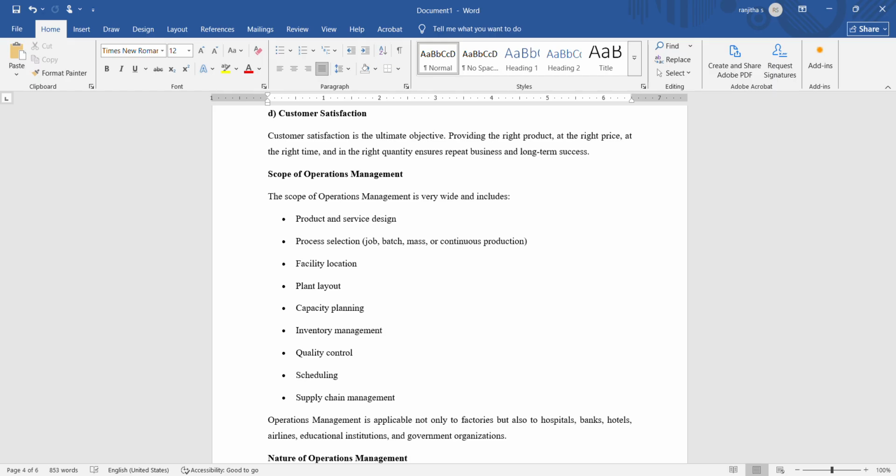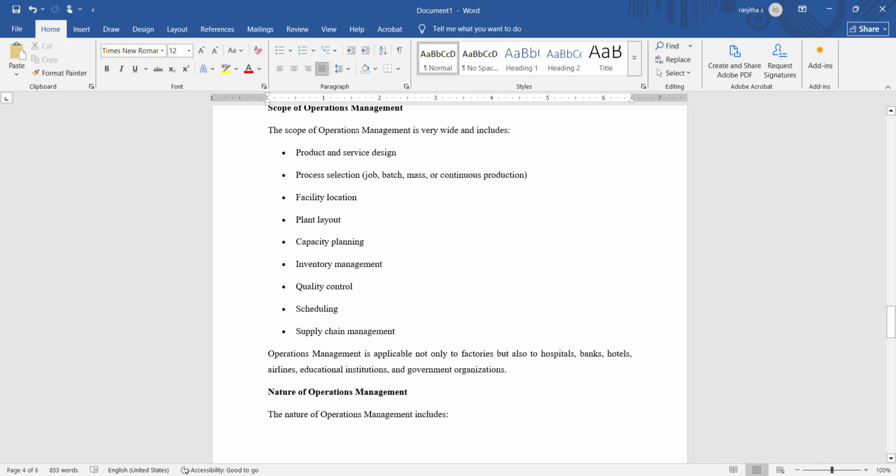Inventory management, quality control, scheduling, and supply chain management also fall under the scope of operations management. Thus, operations management is not limited to factories. It applies equally to hospitals, banks, hotels, airlines, educational institutions, and government organizations.